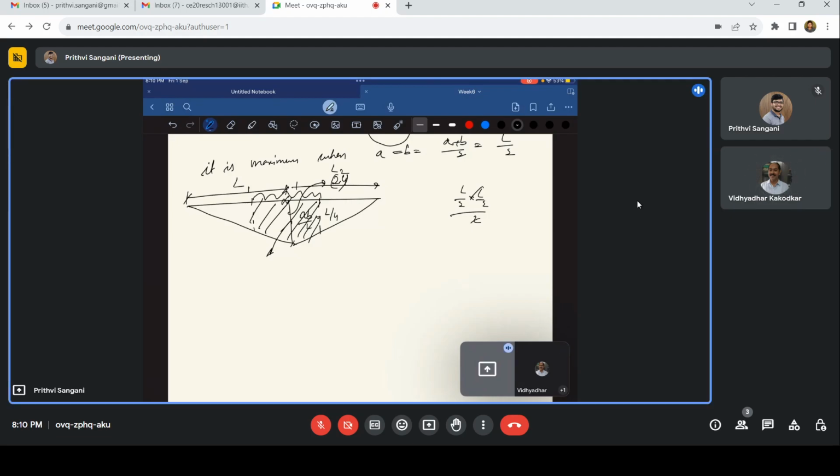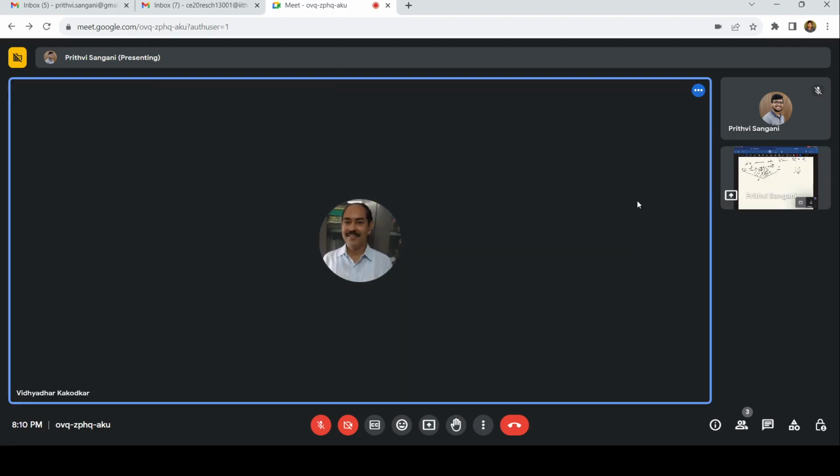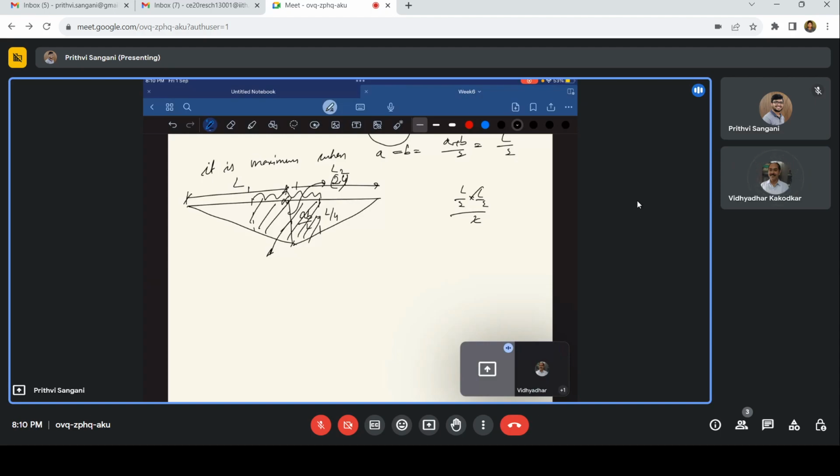We will in the next question see how we find the maximum bending moment for the train of loads. Okay. We'll have train of loads and we'll try to solve that.